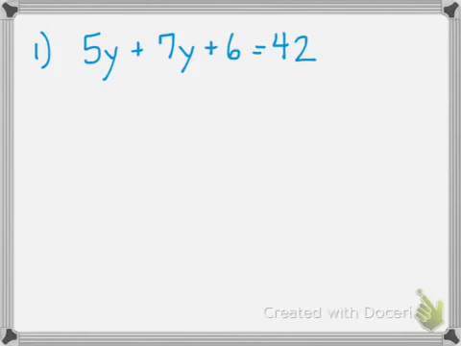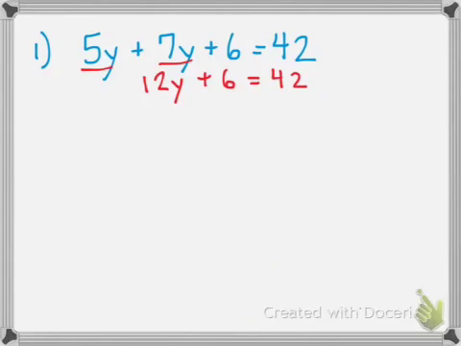So let's see how you did with the first one. 5y plus 7y plus 6 equals 42. Step 1 is to combine like terms. I can do 5y plus 7y. That gives me 12y. I can't do anything with the 6, so I'll just keep the plus 6 equals 42.